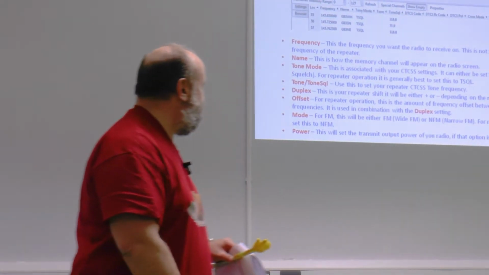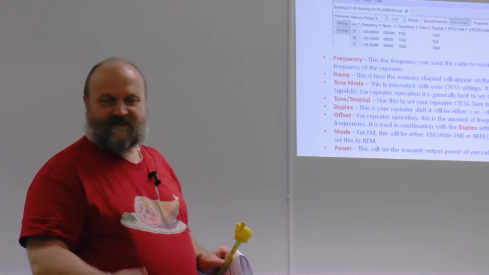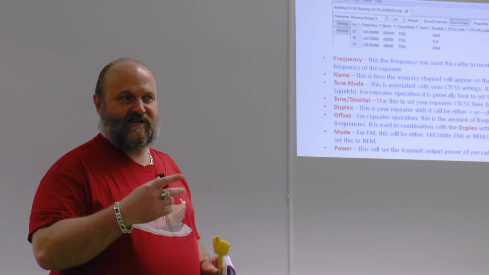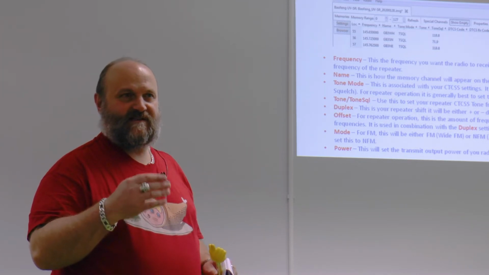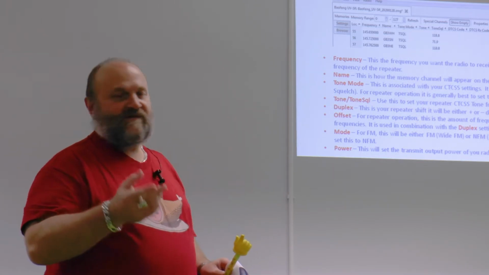Okay, thanks, Andrew. And the last thing is the power setting. So you can set the transmit output. On the Baofeng it's either high or low, which I think is 5 watts and 1 watt. But some of the Baofengs actually have 3 settings. The UV82 has 3 settings, which is 8 watt, 5 watt, and I think 2 watt or something.